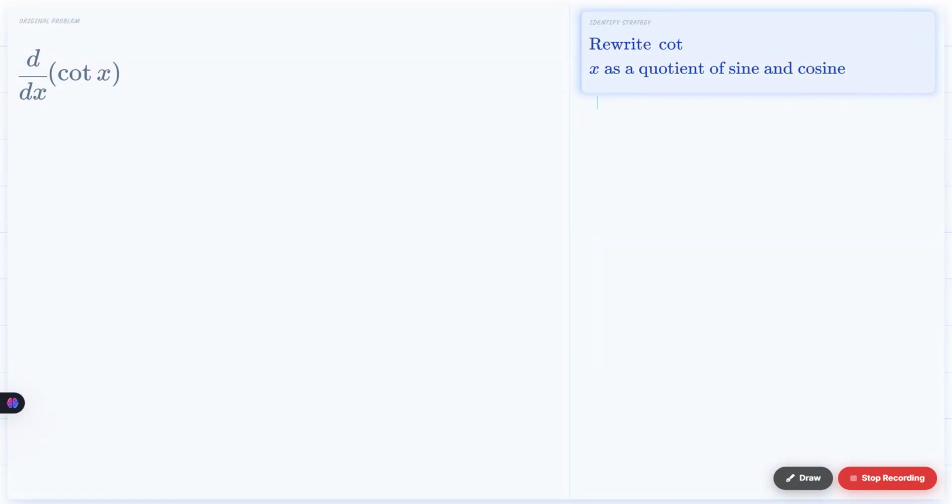We rewrite cot as cos divided by sin. We do this to change the form of the expression. This uses a rule for how these functions work together.